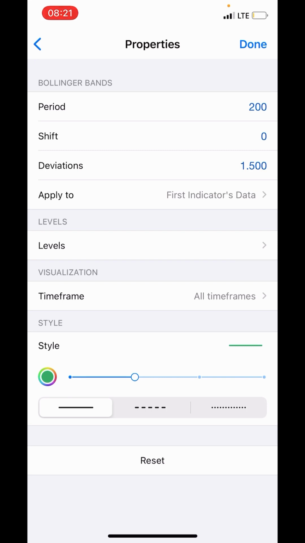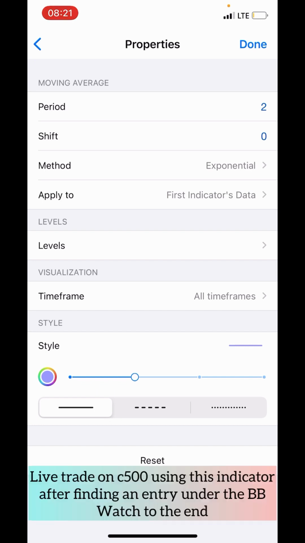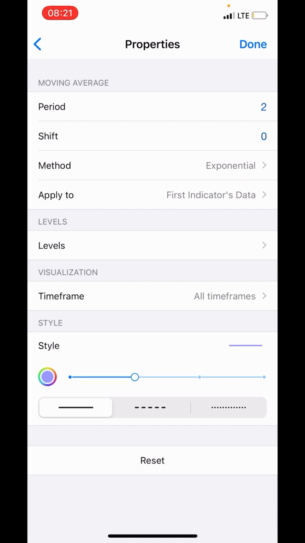Apply to first indicators data, and you can use any color. When you're done, you click on done. You go back to add the last moving average, which carries a period of 2. Shift is 0. Method exponential. You apply to first indicators data, and those are what you're going to be using. There are no levels in any of them.